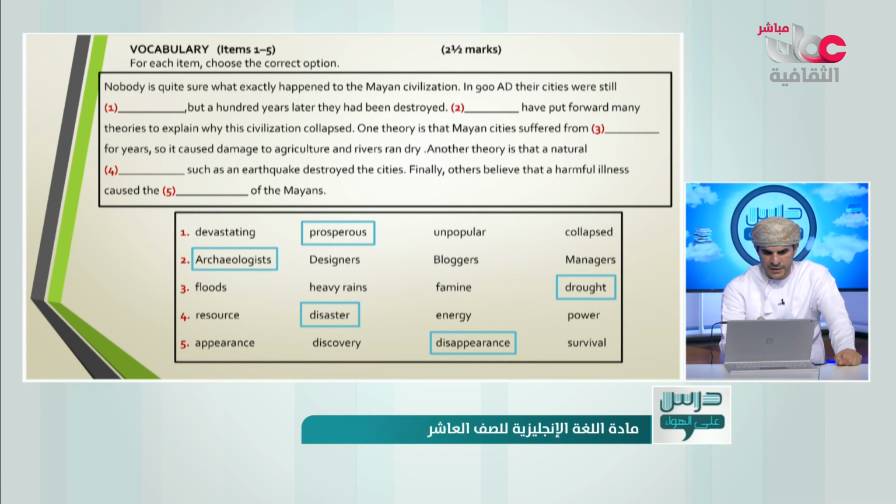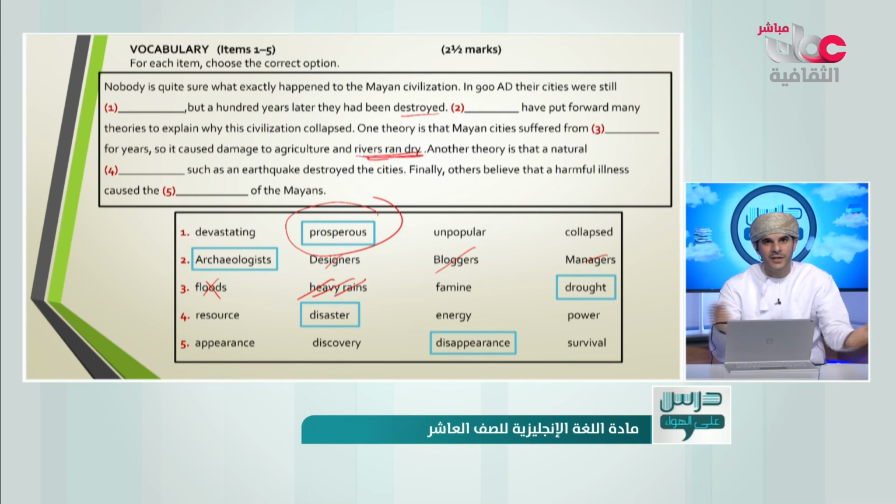But 100 years later had been destroyed. That means before that, what? Prosperous. So, number 2, archaeologists. Of course, archaeologists, because they are in charge of history and discovery and other things. Not designers, not bloggers, not managers. 3, drought. It cannot be flood because they said what? The rivers ran dry, it became dry. No heavy rains. Because what?